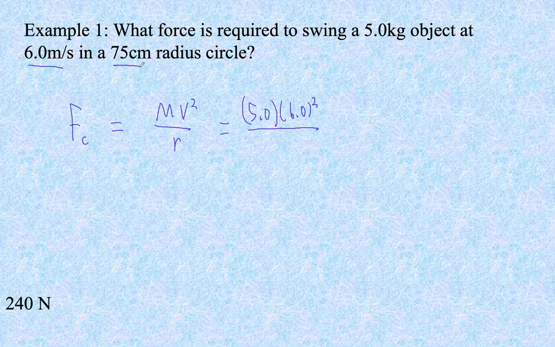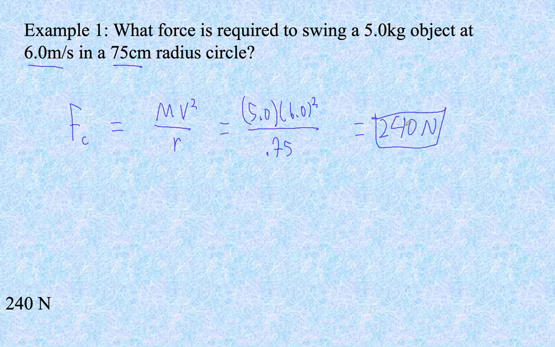And then 75 centimeters is 0.75 meters. Okay, it's advanced math there. So 5 times 6 squared divided by 0.75 is exactly 240 newtons. Ta-da.